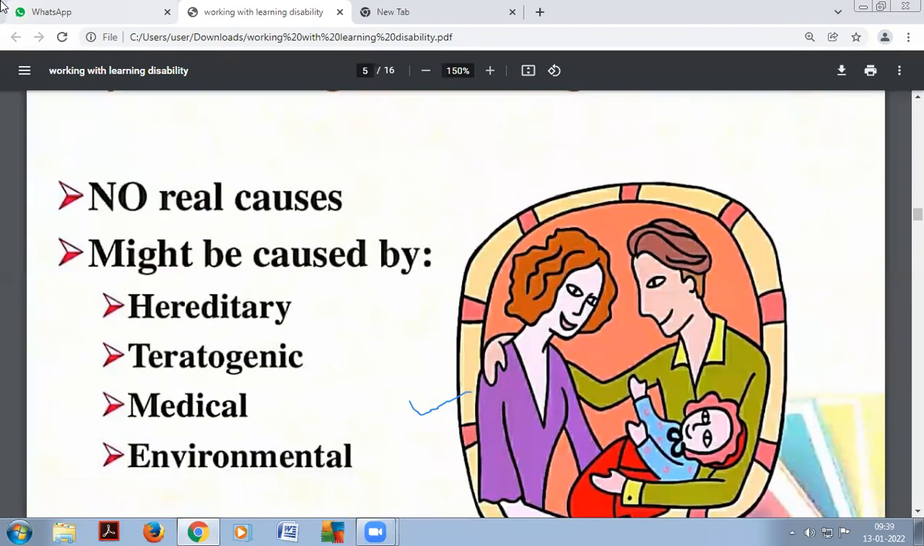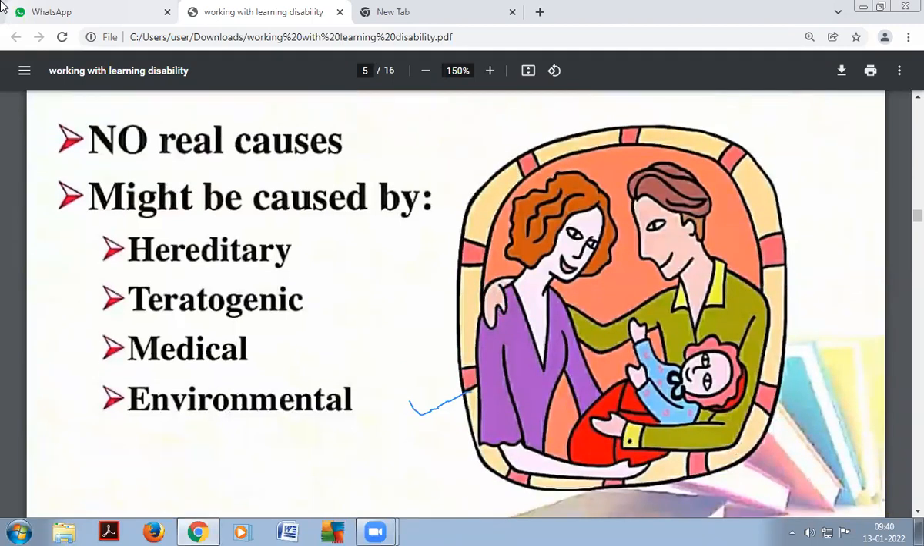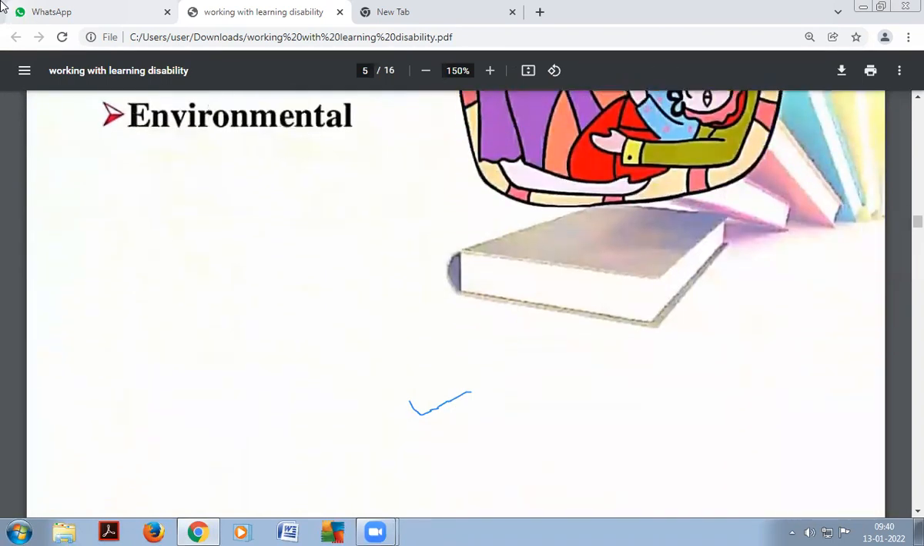And one is medical defect. If they are wrongly medicated, they can also have these types of disorders. And something we have from environment also. So these are the causes that affect our learning activities and these types of disorders. I mean to say these types of disorders are caused by heredity or environment, and one is teratogenic and medical. I hope you have understood this one. These are the sources from where these types of disorders are caused among the students. Moving to the next slide.